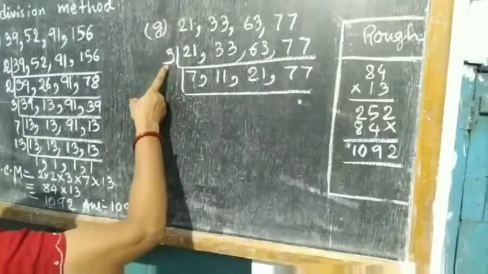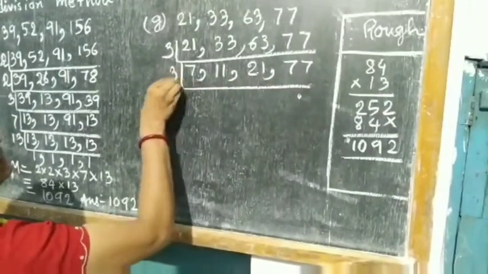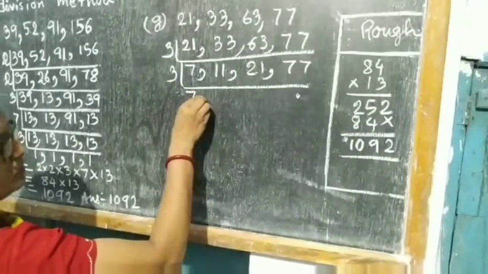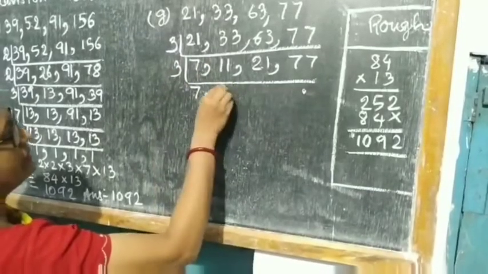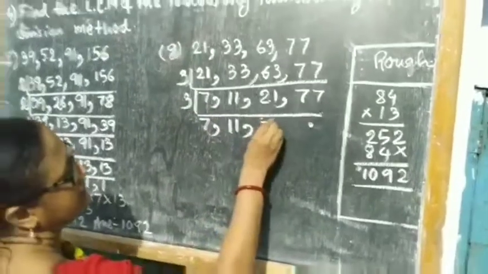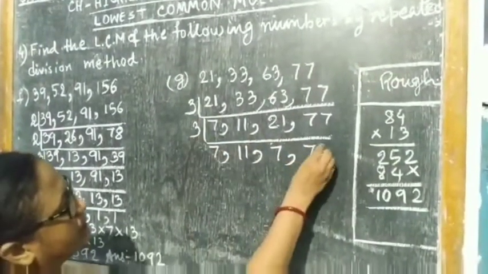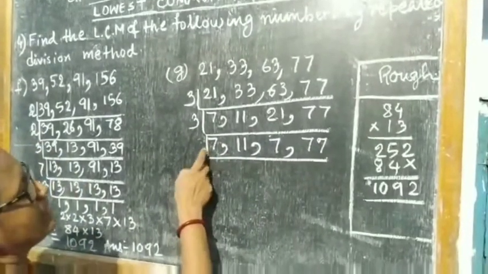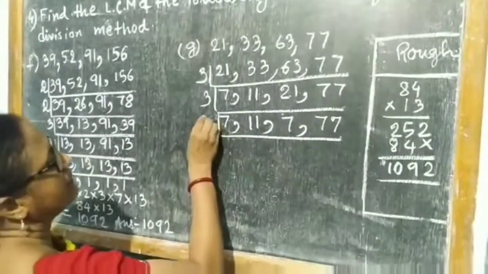Now again you see, by 3 it is divisible, yes, 21 is divisible by 3. 7 divided by 3? No, 7 is not divisible by 3. 11 is divisible by 3? No. 21 is divisible by 3? Yes, you are getting 7. 77 is divisible by 3? No. Next, you try with 5? No. None of them are divisible by 5. Then 7.